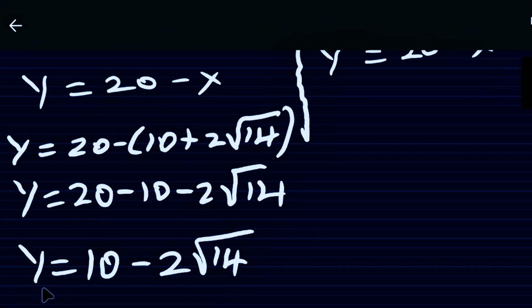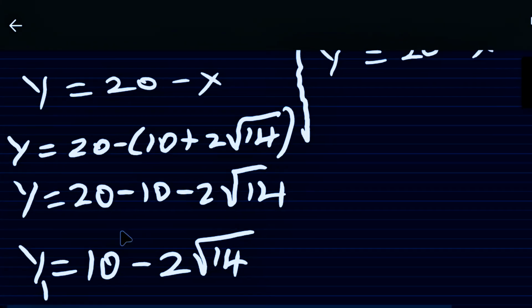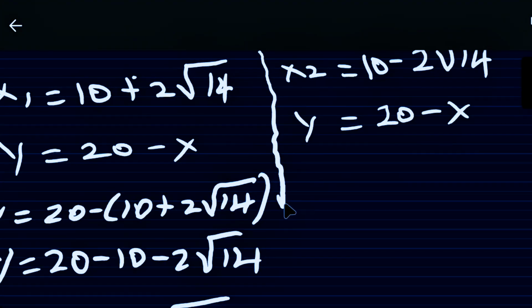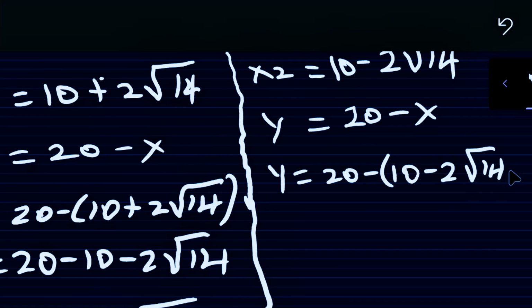Okay, so we have gotten y1. We had x1 here and this is y1. So let's get the y2 from this place. It means that y here will be equal to 20 minus the value of x here, open parenthesis, 10 minus 2 square root of 14. Okay, so this is y here.